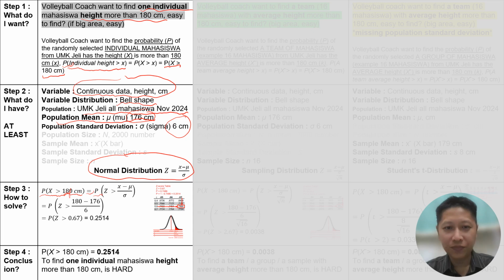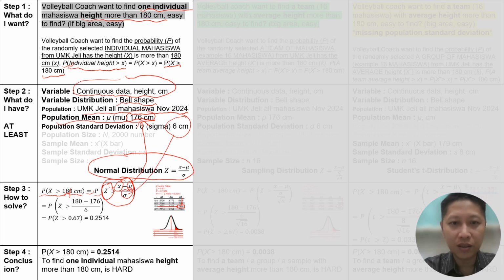How to do that? We're going to use this formula. I want to find the Z. X is what I want, 180 cm. Mu is the average, 176 cm. Sigma is the standard deviation, 6 cm. So plug everything in, we rewrite it, and we have the simplified number: Z is greater than 0.67. Then how can we get the 0.2514?